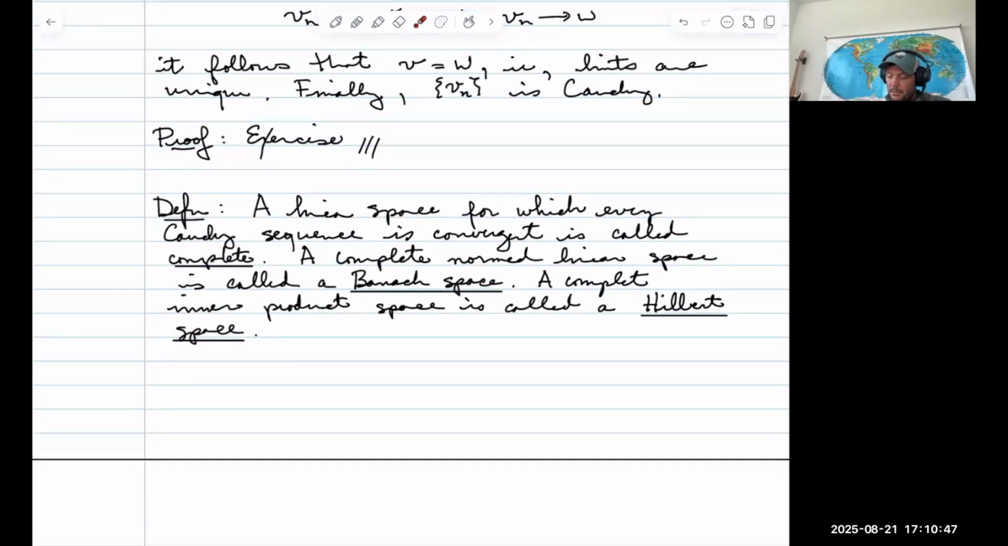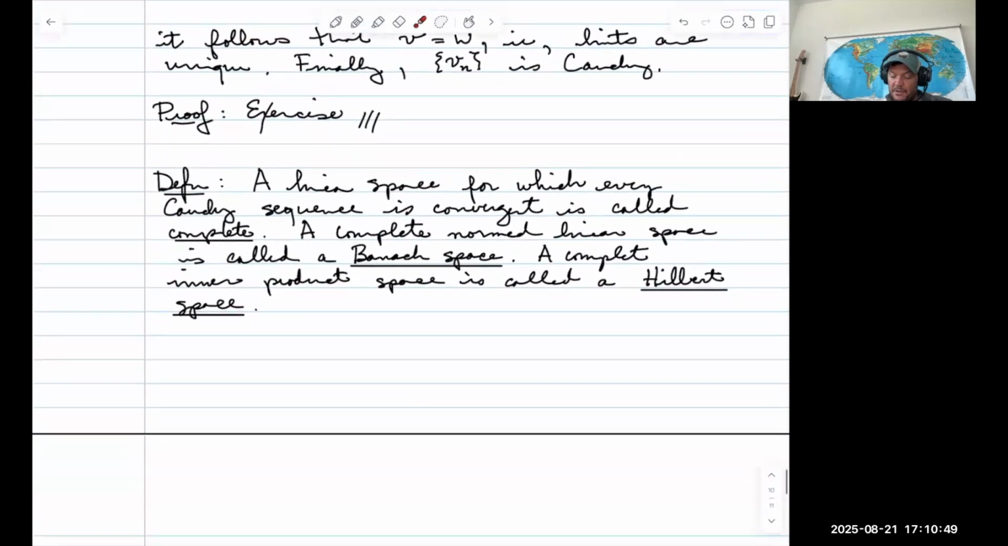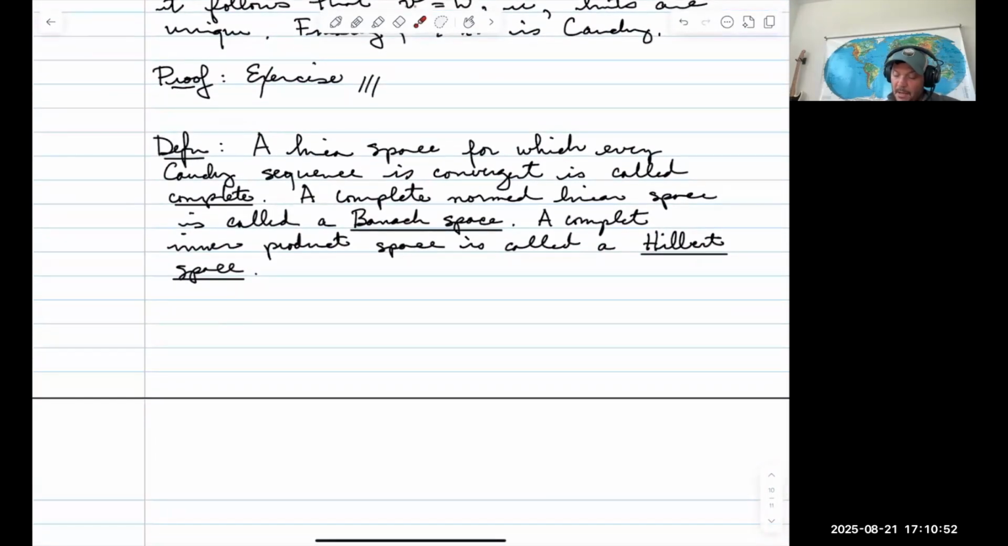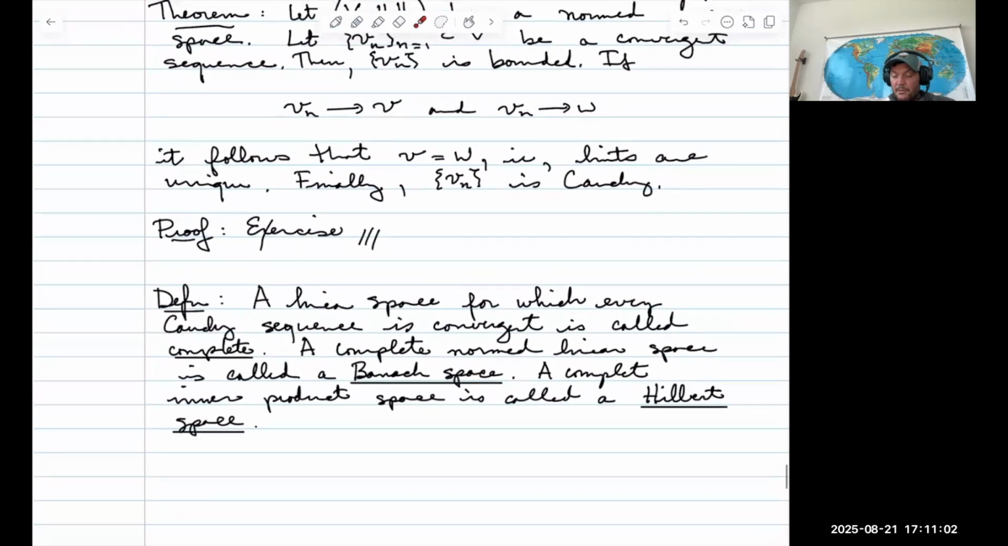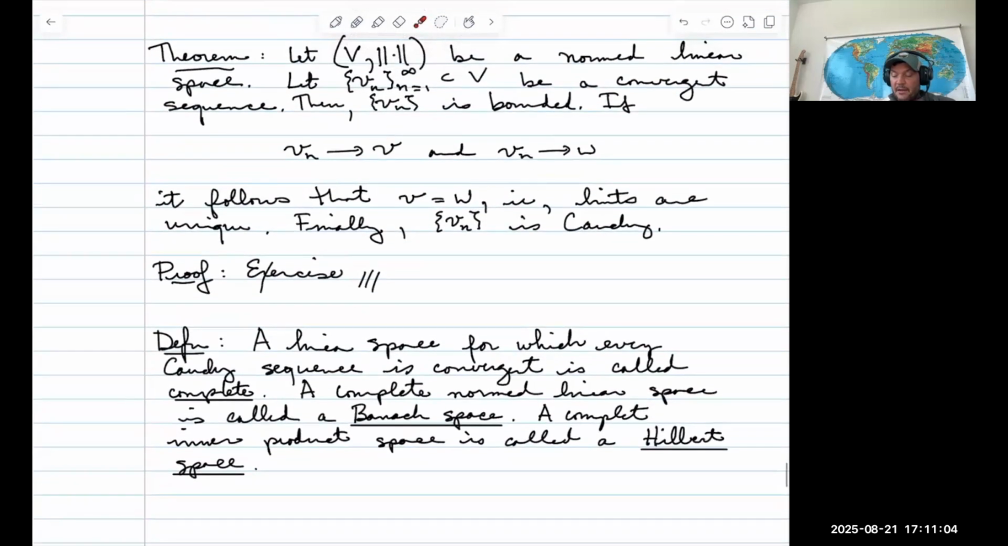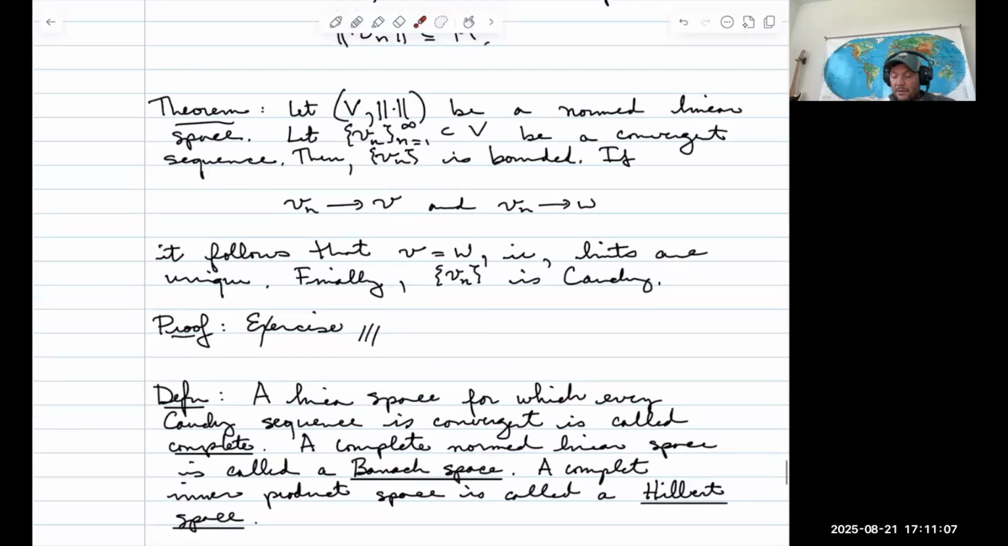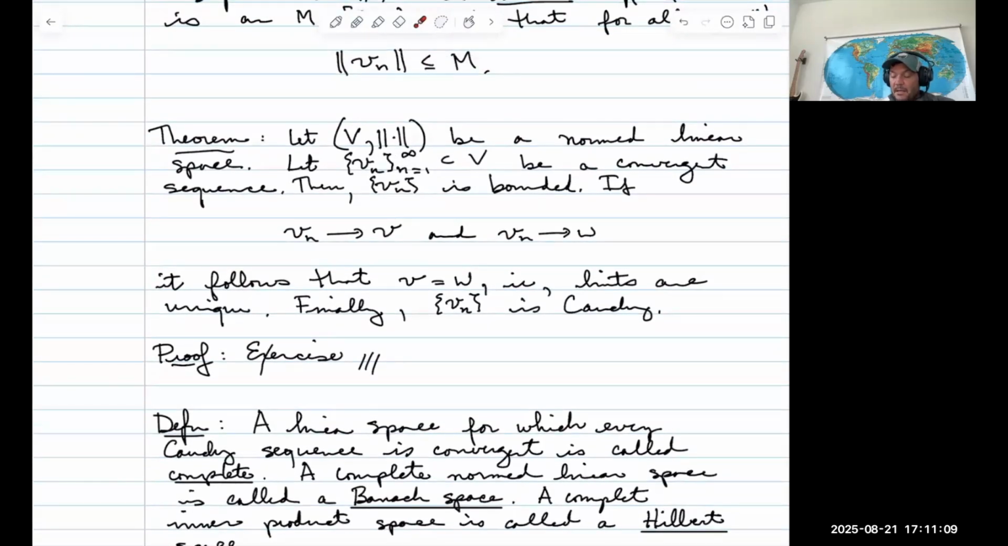We'll finish, I believe we're finishing, yes, with a definition and why these things are important. Now, it turns out that if I have a Cauchy sequence in a normed linear space, then that Cauchy sequence may or may not converge. There might or might not be a point to which it converges.